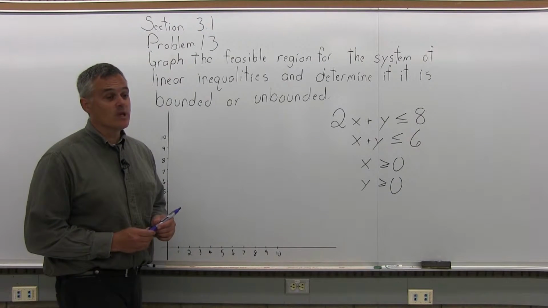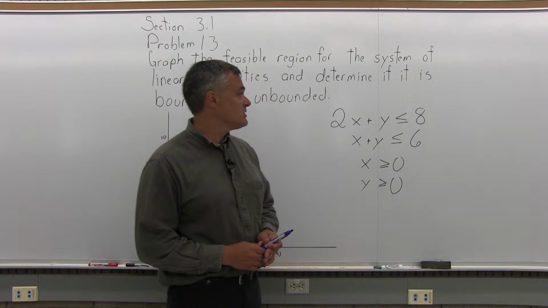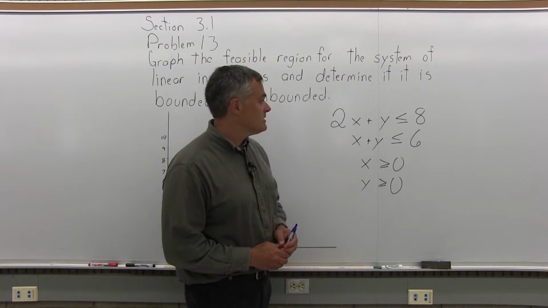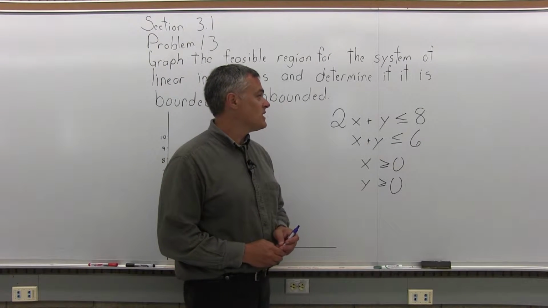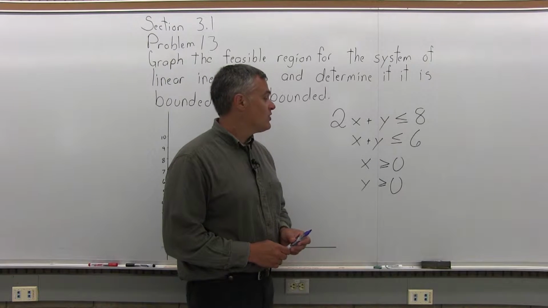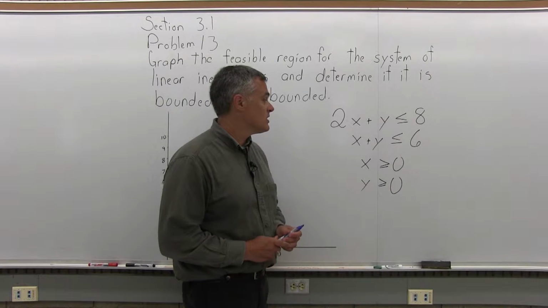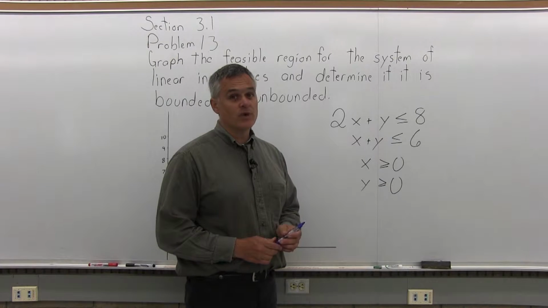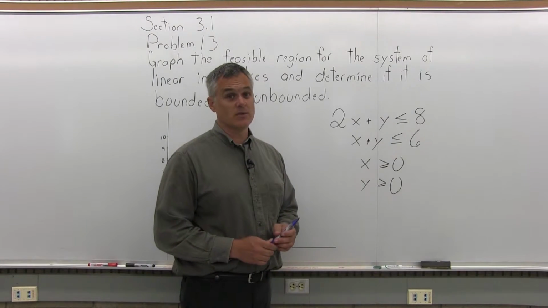And now we have four linear inequalities. The first one is 2x plus y is less than or equal to 8. The second linear inequality is x plus y is less than or equal to 6. The third linear inequality is x is greater than or equal to 0. And the fourth inequality is y is greater than or equal to 0.